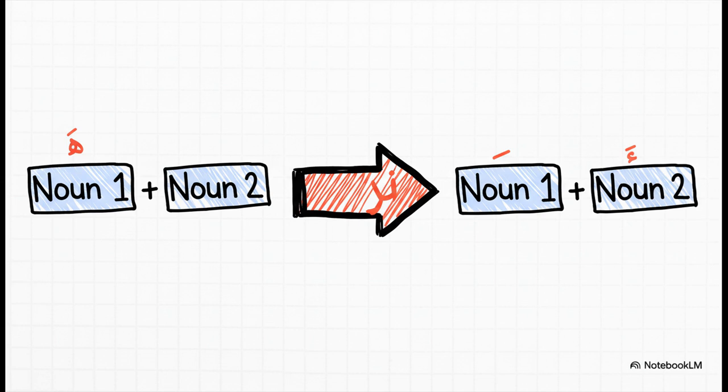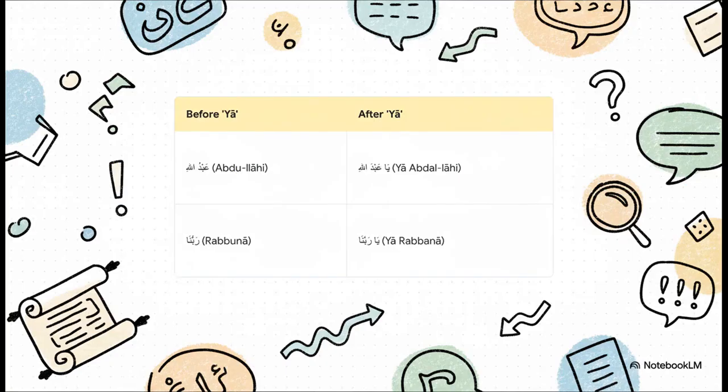And the biggest sign of this change? That last vowel flips to a fatha, giving you an A sound. Let's look at some classic examples. The phrase Abdullahi, the servant of Allah, becomes Ya Abdallahi when you call it. Did you hear that? The u on abd changed to an a. Same thing with Rabbuna, our Lord. When you call it, it becomes Ya Rabbana, O our Lord. That little vowel shift is the telltale sign of this rule.